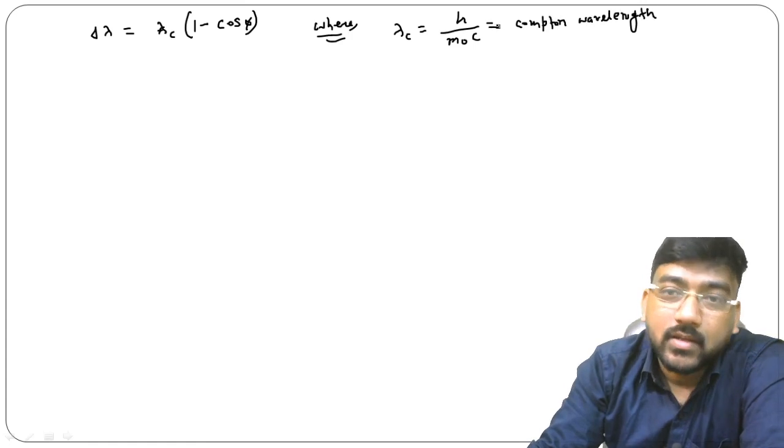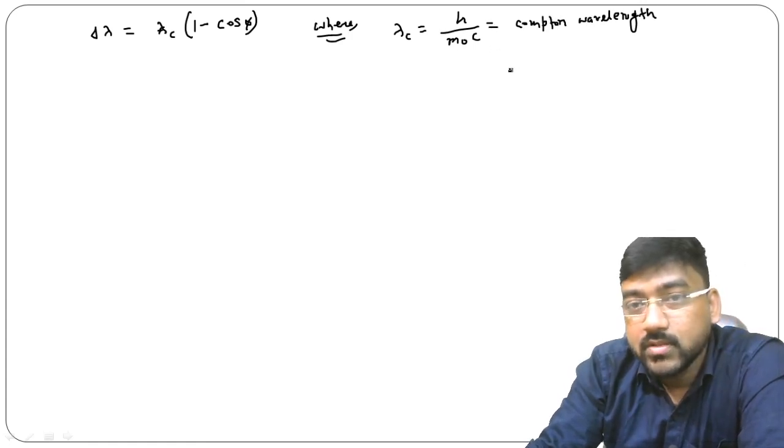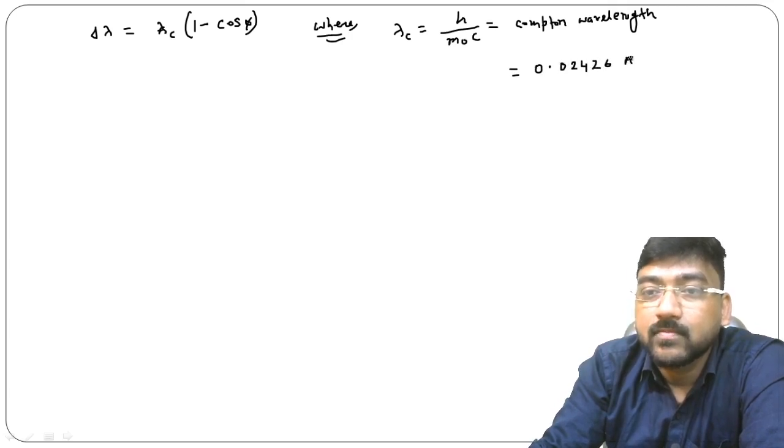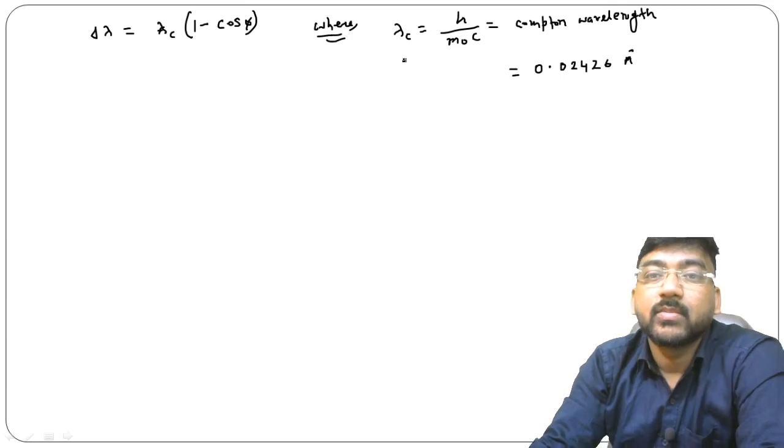Compton wavelength, and the value of this is 0.02426 angstrom. Remember this result, it will be very helpful.